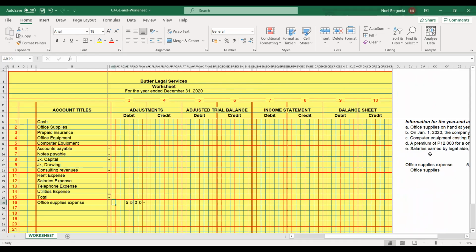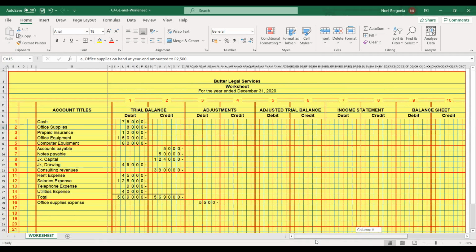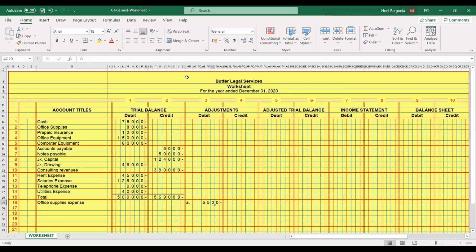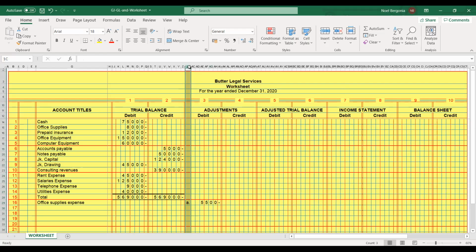So since merong letters po, I can suggest that we will put a letter here. So paano po ilalagay yung letter? Aware naman kayo na itong sa column 3, itong pinakauna, this is supposed to be the peso column, or millions column. Pero we can use it to write the letter. So ilalagay natin letter A, to denote that this particular data is the data for adjustment letter A. So ganyan lang. Diyan nyo lang siya ilalagay.